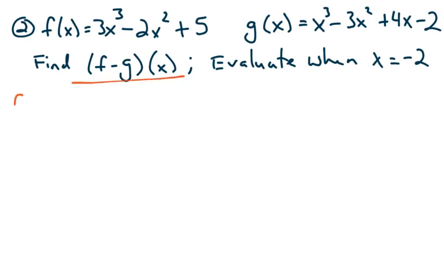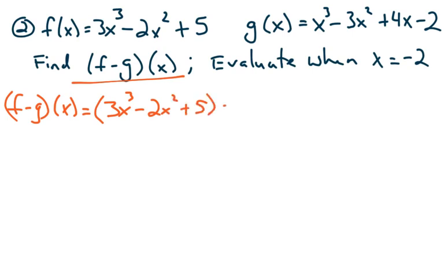Okay, so we're going to have f minus g of x is equal to, I'm going to put everything in parentheses here, 3x cubed minus 2x squared plus 5, and we're going to subtract x cubed minus 3x squared plus 4x minus 2. So this is just combining like terms again.